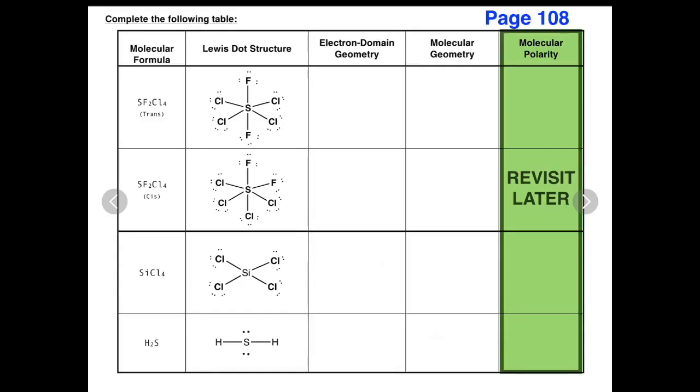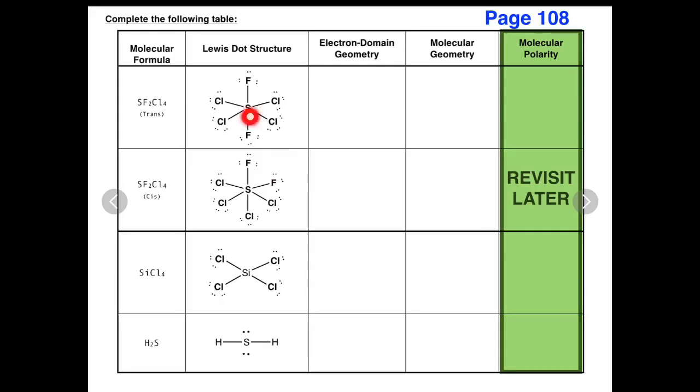All right, let's take a look at the first one. We have SF2Cl4. This one is called trans because the 2 fluorines are on opposite sides. This one has the same chemical formula as well, but it is called cis because the 2 fluorines are closer to each other. Even though they have the same chemical formula, the geometries are different, so you're going to see later that the properties will be different as well, when we talk about polarity.